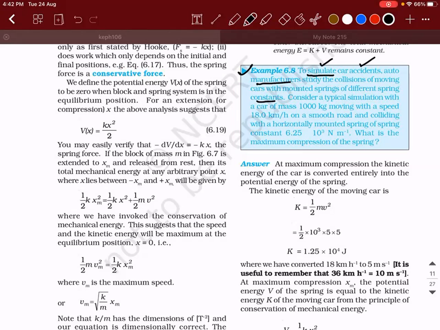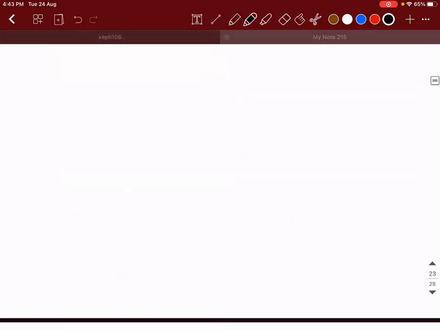Consider a typical simulation with a car of mass 1000 kilogram. There is a car of mass 1000 kilogram moving with a speed of 18 kilometer per hour on a smooth road and colliding with a horizontally mounted spring of spring constant 6.25 into 10 power 3 Newton per meter. Then what is the maximum compression in the spring? I hope you guys read the question. So they want to understand if the car is traveling with this much velocity, then how much distance it will be able to travel, all those things. For that, they have some reason for doing that simulation. But here the simulation is done with respect to a car and a spring.